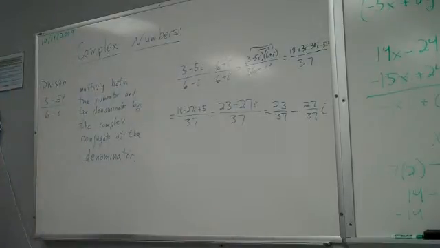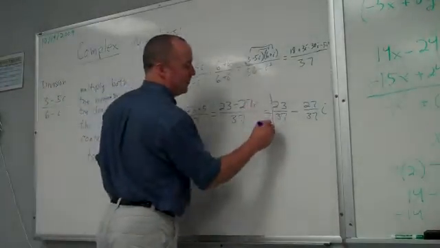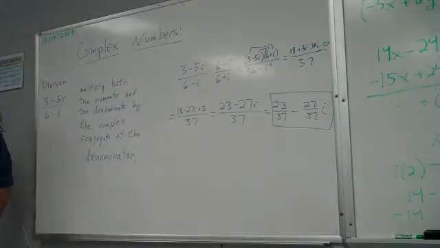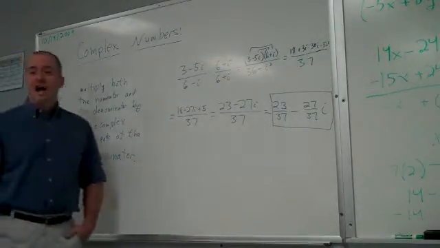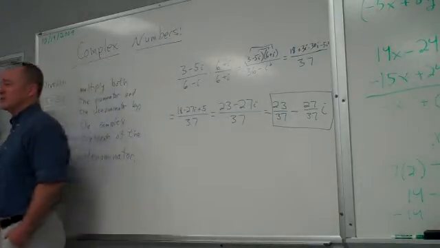If we want, can we just leave it like 23 minus 27i over 37? Nope. You got to clearly distinguish between the real and the unreal component in your answer. So I must be annoying and ask you to split it up into those two components for me.